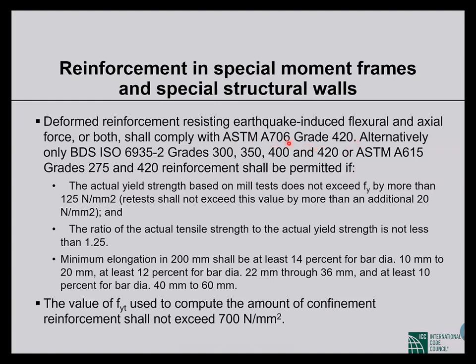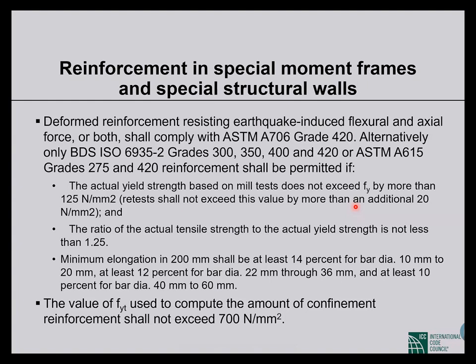But if you want to use any other grades like these, then these conditions must be fulfilled. What are these conditions? We'll see. But first we have to notice that there is no mention of grade 500, only up to grade 420. There is no mention of grade 500. So for special moment frames and special structural walls, you cannot use grade 500 steel according to BNBC 2020.